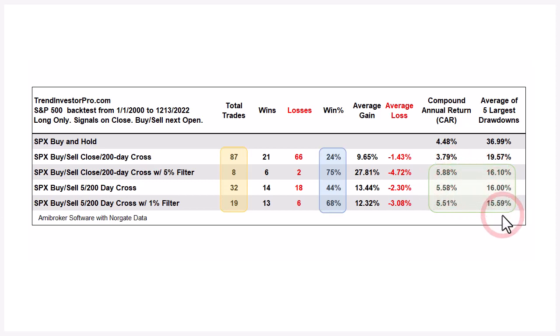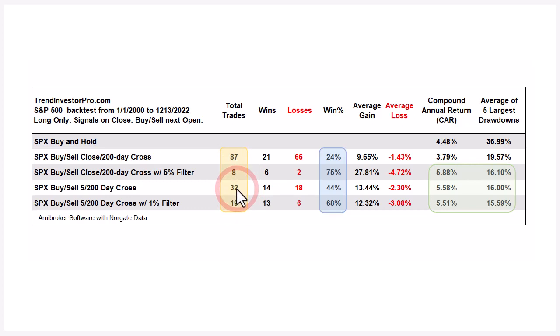As far as the differentiating factors, you've got 2 things. First, you have the number of trades. If you look at the close-200 with the 5% filter, you just had 8 trades, not very active. So if you don't want to be active, this is the strategy for you. If you just want to wait until there's a clear close above the 200-day that's 5% or more, you're not going to trade very often. If you want a little more action, you're going to go to the 5-200 cross with the 1% filter, 19 trades, and the 5-200 cross has 32 trades, which is the most active of the three. But all three have a lot fewer trades than just the close-200 cross.